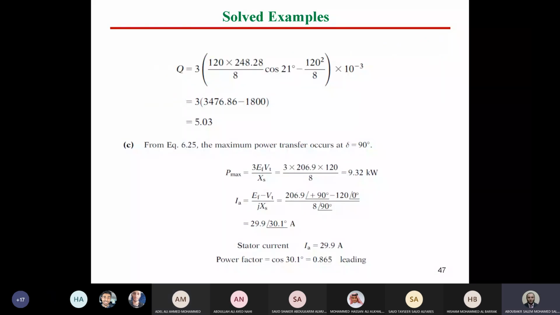So, part C, with the maximum power condition where delta equals 90 degrees, we can now substitute in the equation P max equals 3 EF, which is EF at part 1, multiplied by V terminal over XS. So this is now the maximum power that the machine can deliver. If you remember, the rated power of the machine was 5 kVA. So how can the active power be higher than this value? It's impossible. Okay.